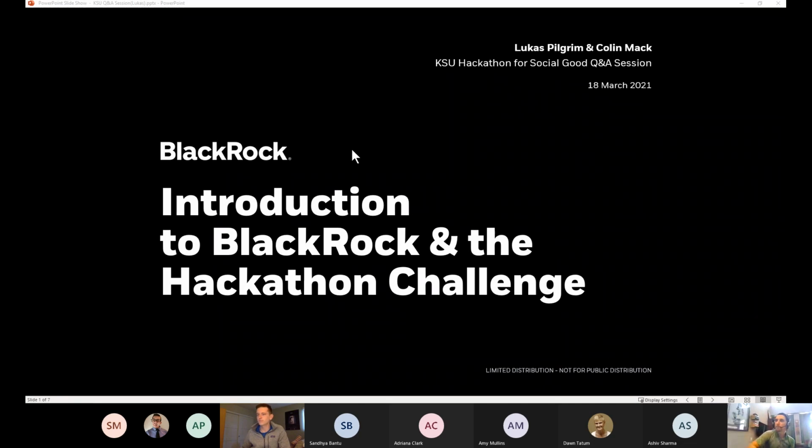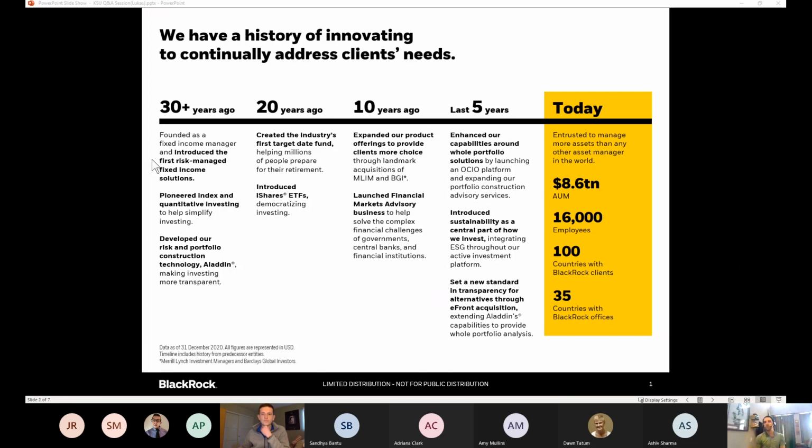So jumping over to the deck, a little bit about the firm. We were founded 30 years ago in New York City, currently 16,000 employees with $8 trillion in assets under management. Lots of numbers there, but on this timeline, specific to the challenge, I want to point out that 20 years ago we introduced iShares ETFs.